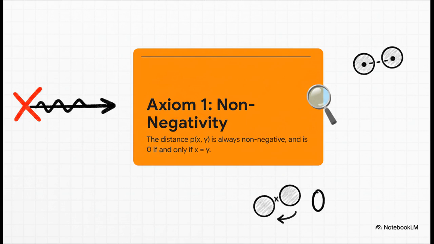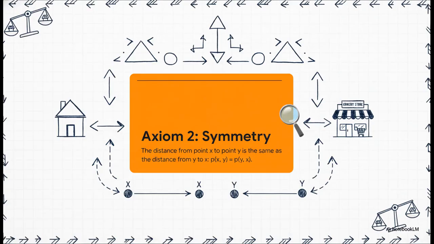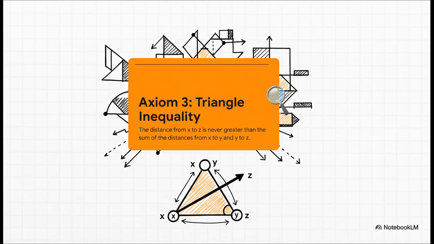Makes perfect sense. Second rule, it's got to be a two-way street. The distance from home to the store has to be the exact same as the distance from the store back home. The path is the same length no matter which direction you're going. It's totally symmetric. And third, we've got the most important and famous rule of all, the triangle inequality. This is just the fancy mathematical way of saying that a direct path is always the shortest. Taking a detour through some other point y can never be a shortcut to get from x to z.